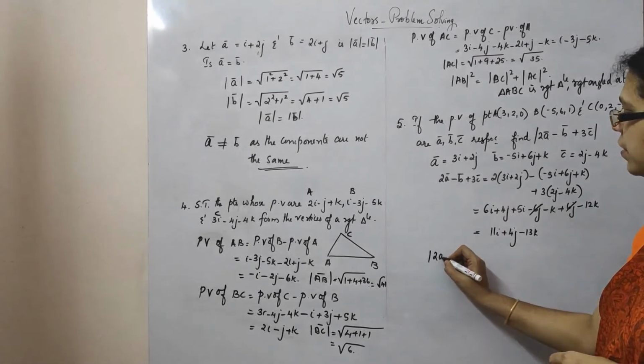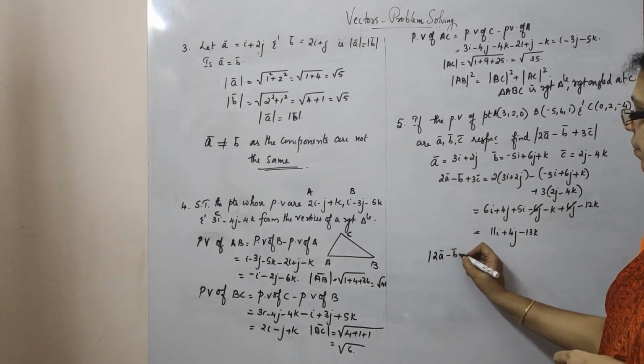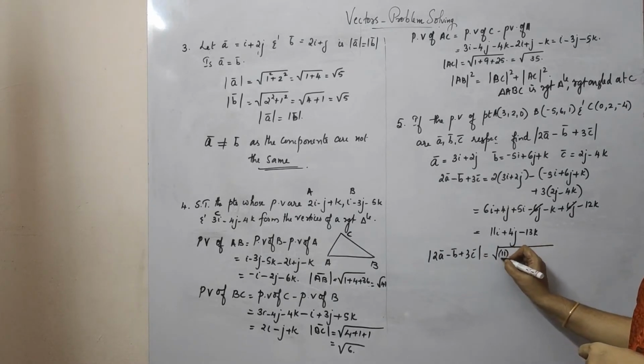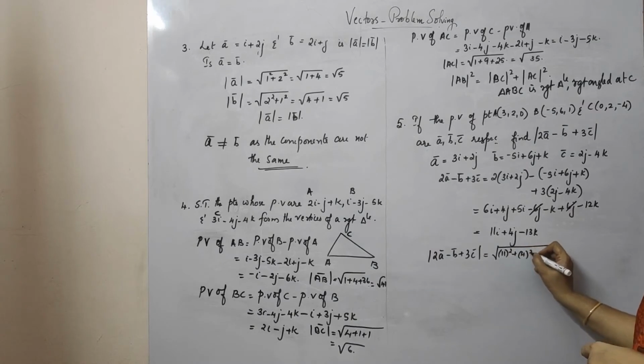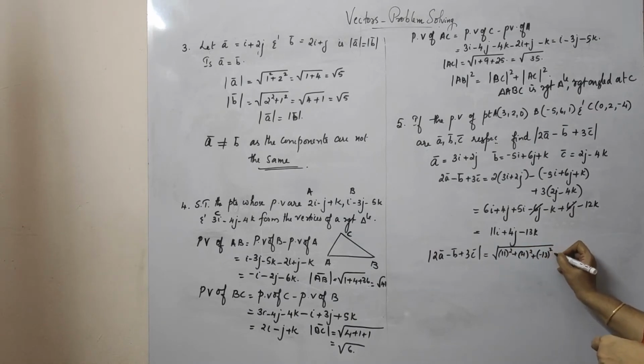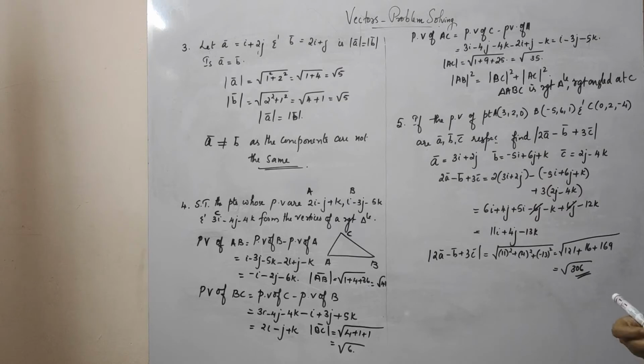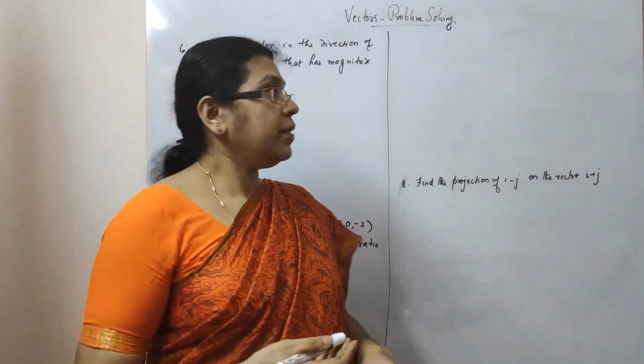Now the modulus value, the magnitude of this, is given by root of 11 squared plus 4 squared plus minus 13 squared. Minus 13 squared is the same as 13 squared. That is 121 plus 16 plus 169. That gives me root of 306. That is the final answer. So the magnitude of this expression is root of 306. Okay. Now let's see the next question.